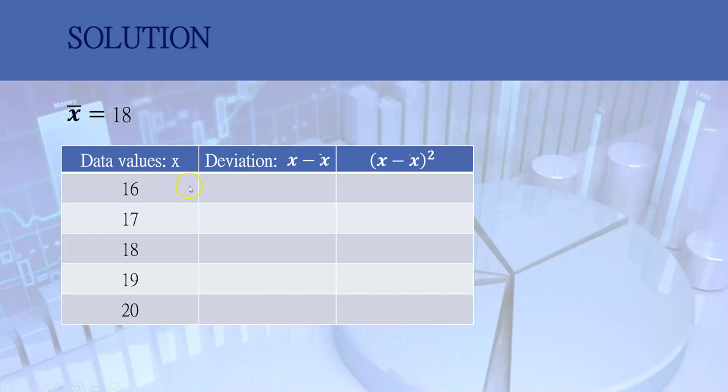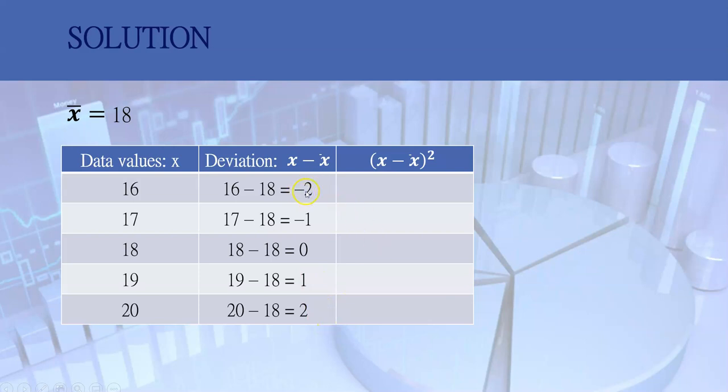Next, we're going to subtract each value minus the mean. So it's going to be 16 minus 18, 17 minus 18, 18 minus 18, 19 minus 18, and 20 minus 18. It's whatever your data is minus the mean. And that gives us a value for each row: -2, -1, 0, 1, and 2.